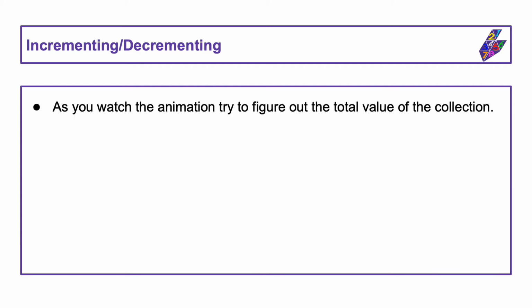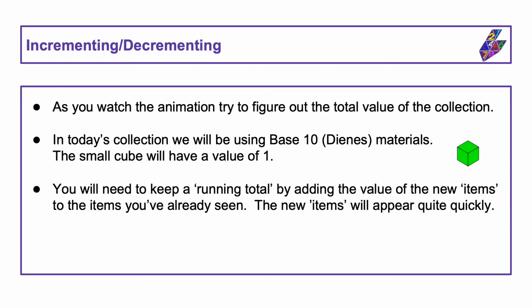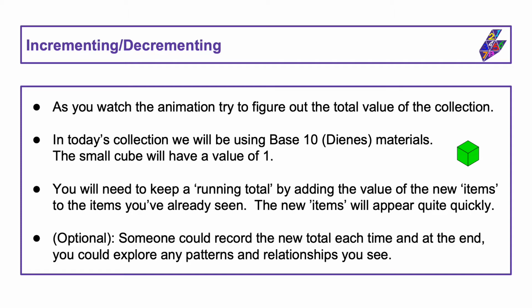As you watch the animation, try to figure out the total value of the collection. In today's collection, we'll be using base 10 materials. The small cube will have a value of 1. You'll need to keep a running total by adding the value of the new items to the items you've already seen. The new items will appear quite quickly. Someone could record the new total each time, and at the end, you could explore any patterns and relationships you see.